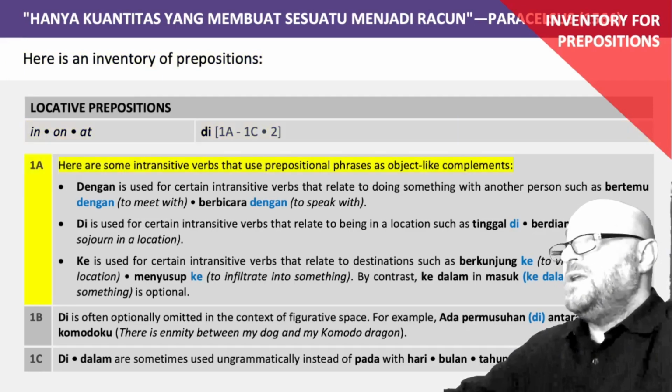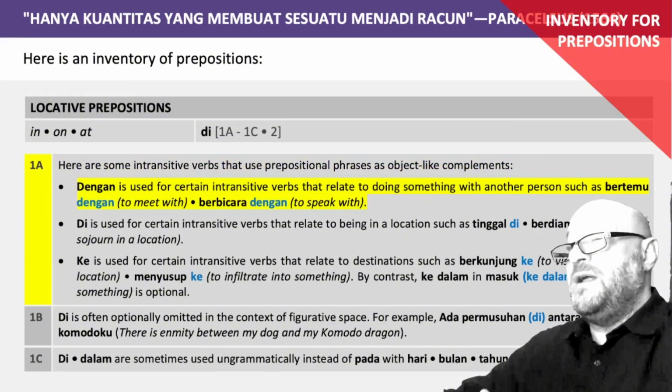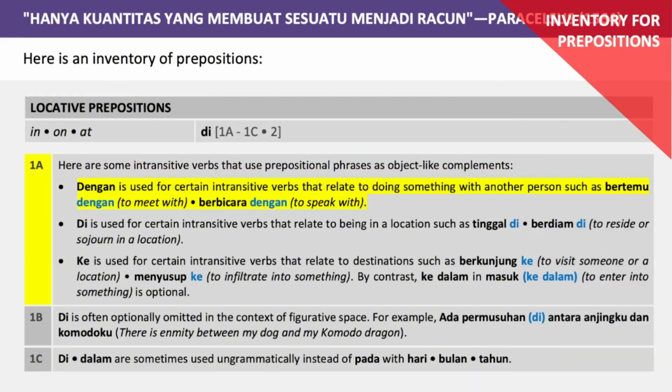Here are some intransitive verbs that use prepositional phrases as object-like complements. Dengan is used for certain intransitive verbs that relate to doing something with another person, such as bertemu dengan, to meet with, berbicara dengan, to speak with. Di is used for certain intransitive verbs that relate to being in a location, such as tinggal di, berdiam di, to reside or sojourn in a location.